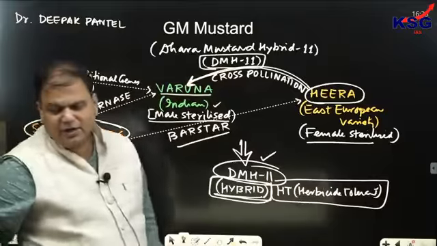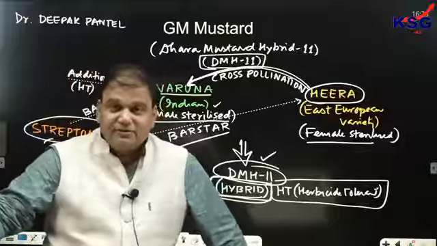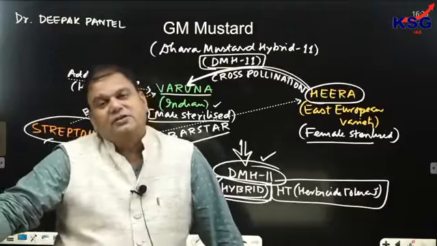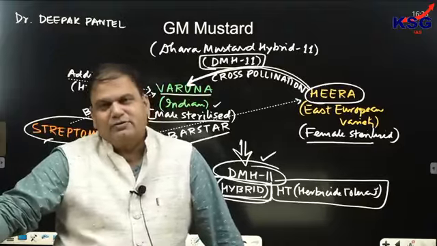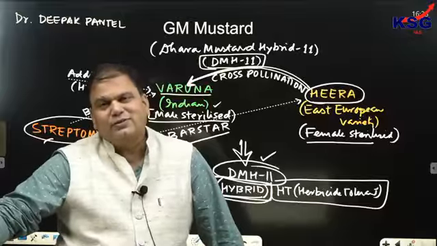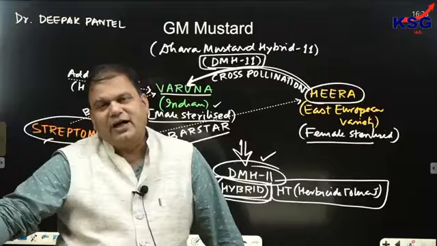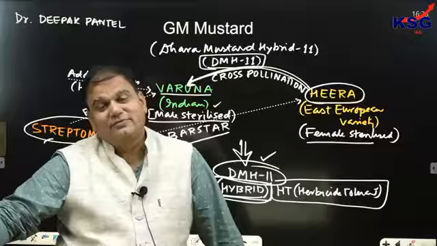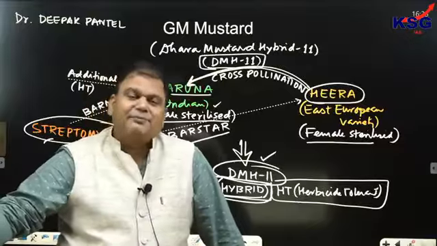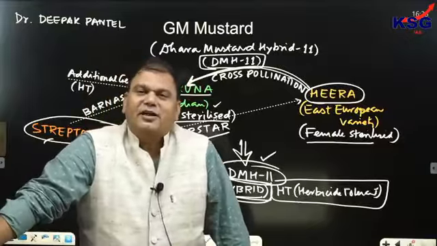Now, if you cultivate this variety, then weeds would be growing. But if you sprinkle glufosinate, the weeds would die but not the mustard. Clear? These are the chapters and topics that you have to know.